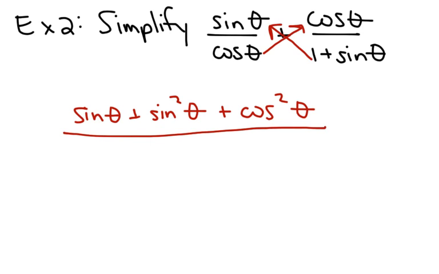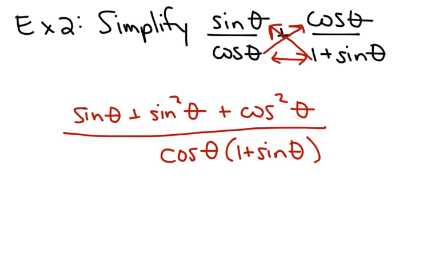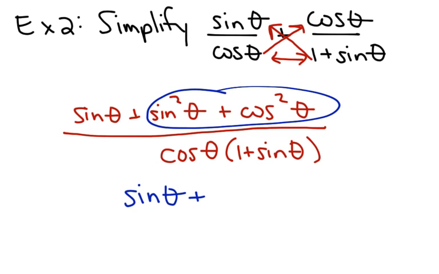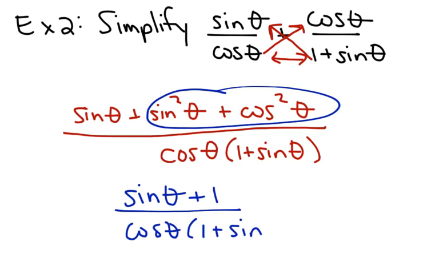And in the denominator, I'm not going to distribute yet. I'm going to leave that for a moment. And the reason I'm going to leave it is in case I can cancel something. The only time you can cancel things in a fraction is over multiplication. So I'm going to leave cosine theta being multiplied by the expression 1 plus sine theta. All right, now let's look at our numerator. Wait a second. That's 1. That's our Pythagorean identity. So I get sine theta plus 1 over cosine theta times 1 plus sine theta.